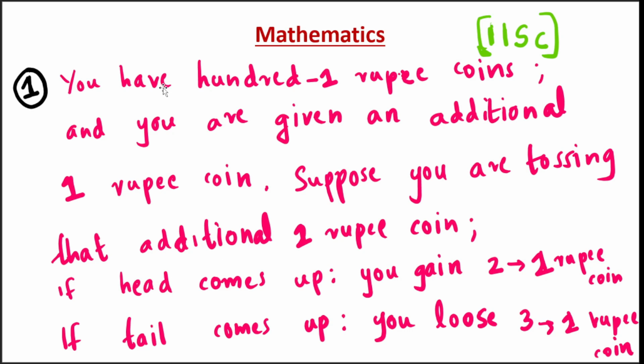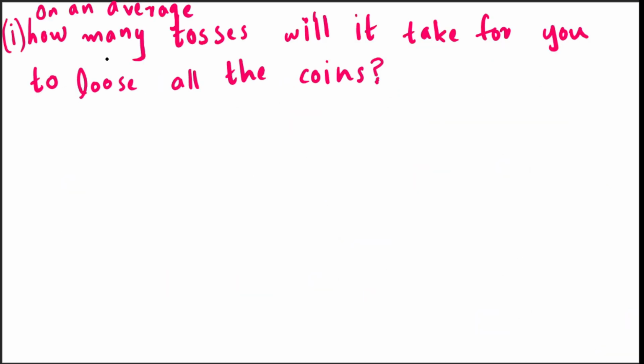You have 100 1 rupee coins with you, okay? And you are given an additional 1 rupee coin. Suppose you are tossing that additional 1 rupee coin, and if head comes up, you gain 2 1 rupee coins. And if tail comes up, you will lose 3 1 rupee coins. Now, what we have to find is, on an average, how many tosses will it take for you to lose all the coins?